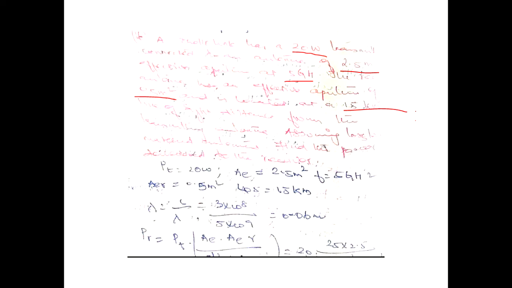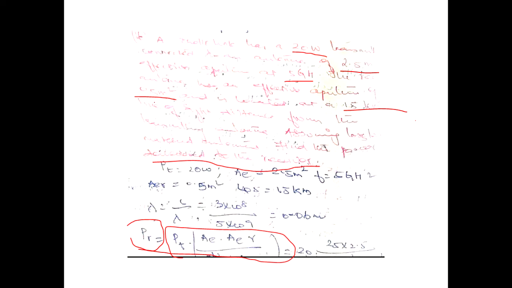Line of sight distance from the transmitting antenna, assuming lossless matched antennas, find the power delivered to the receiver. So you are asked to find the power delivered to the receiver antenna, that means the received power. According to the Friis formula, you have to use this expression to calculate the received power.